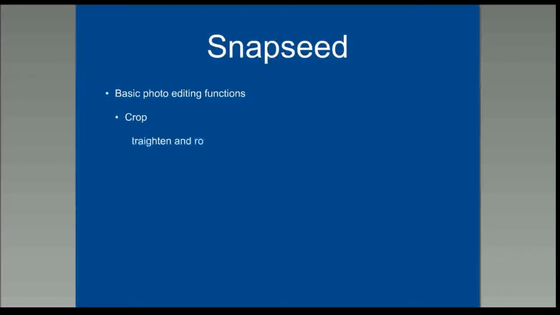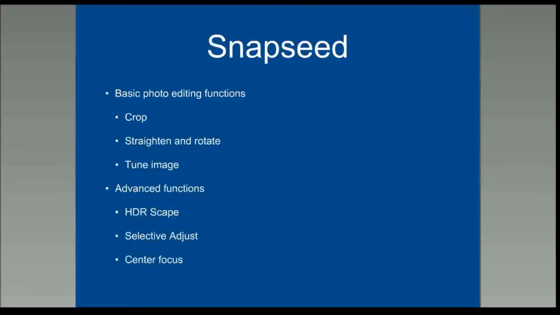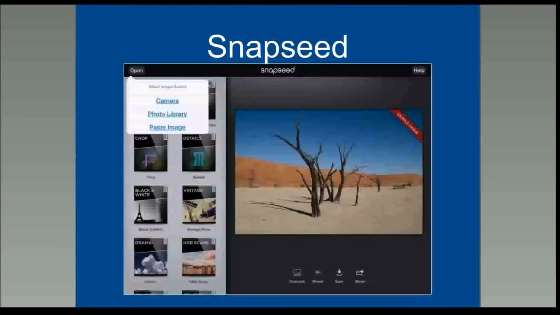Snapseed has some basic photo editing functions such as cropping, straightening and rotating, and tuning the image. But it also has some advanced functions available, such as HDR Scape, which transforms your photo. It has a selective adjust, so you can make adjustments to just parts of the photo. And it has a nice center focus. The best feature of Snapseed is the compare button, which will show you what the photo will look like with the change and what it looked like before the change.